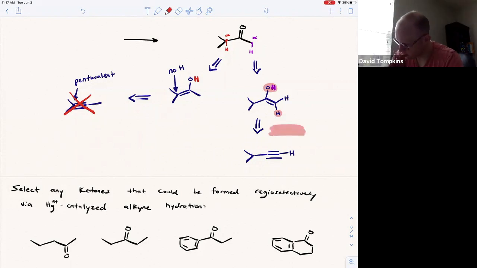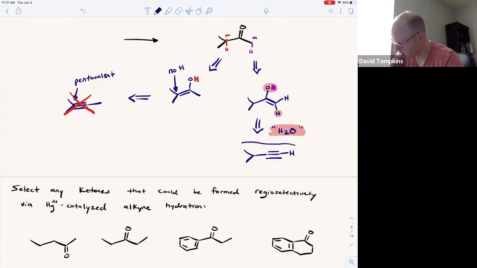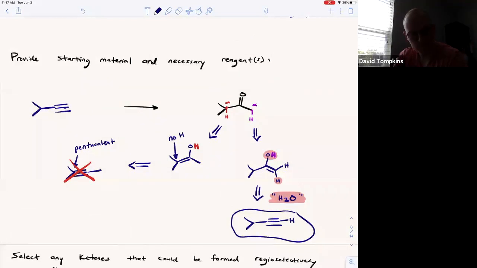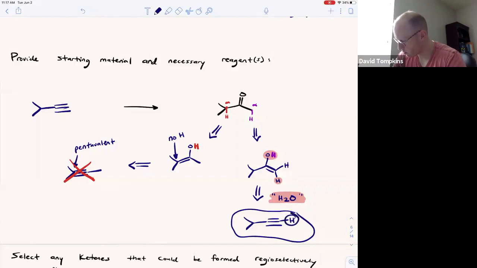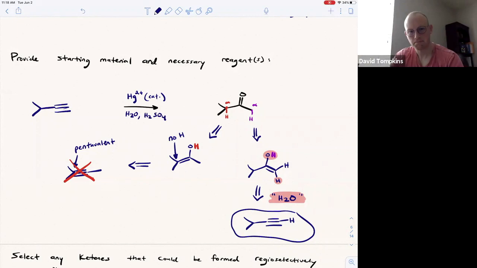So this enol could come from hydration of the terminal alkyne. So this is what we want to start with. I'm going to redraw that terminal alkyne here. It's optional whether or not you show this acidic proton. It's not reacting in this mechanism because it's in an acidic solution. And you add some mercury 2 source that is not stoichiometric and it's catalytic, along with water and a strong acid like sulfuric acid. And it would go through the same mechanism that we did on the first page.